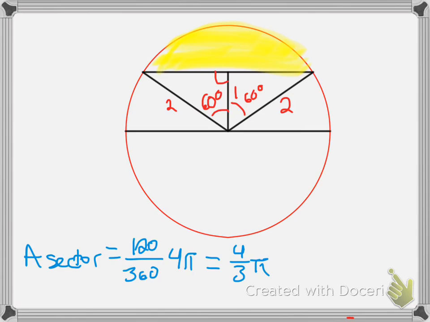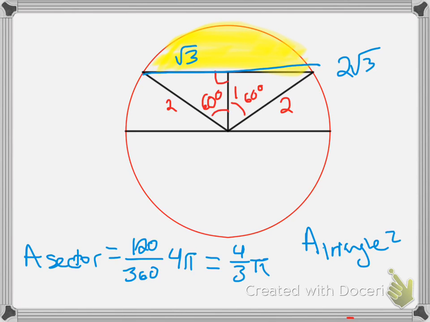So, area of the triangle, since this is a 30, 60, 90 triangle, this distance right here is going to be the square root of 3. So is this. So this distance is going to be 2 square roots of 3. So the area of a triangle is going to be 1/2 times 1 times 2 square roots of 3. So that's going to be the square root of 3.